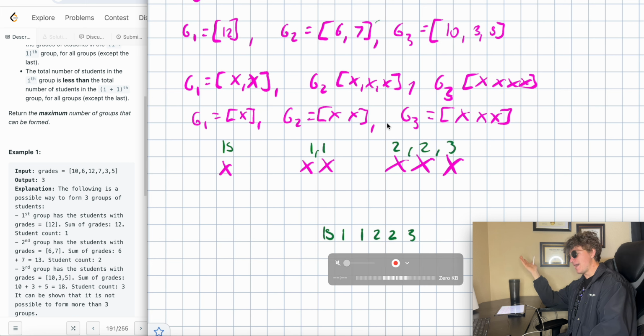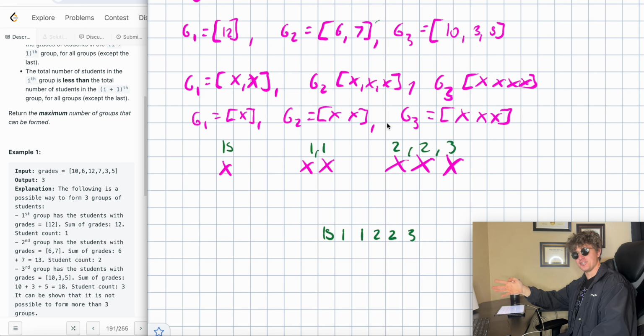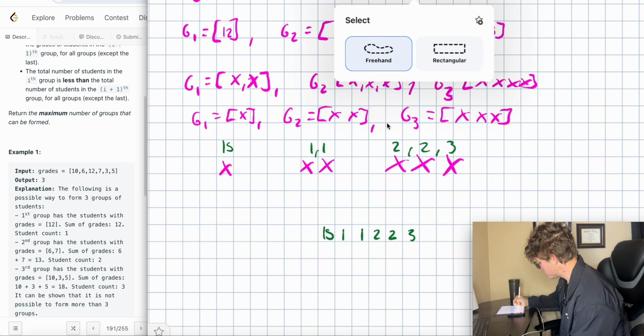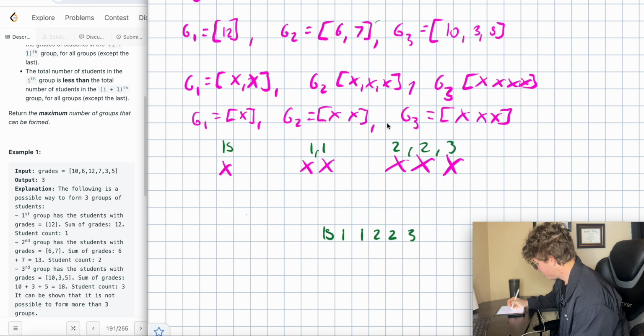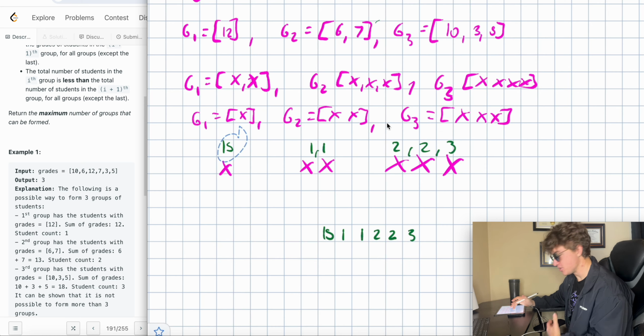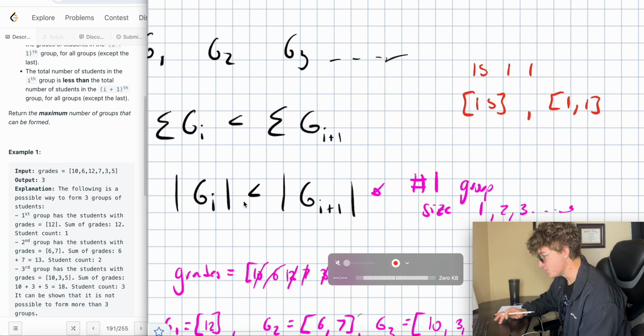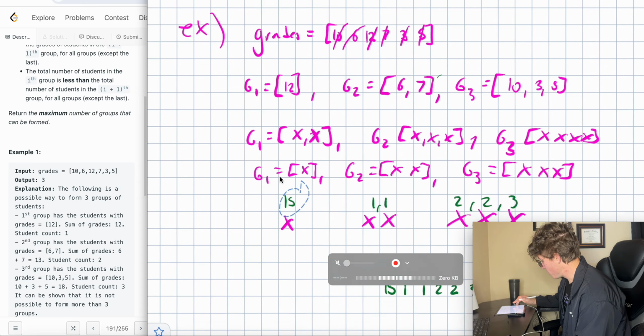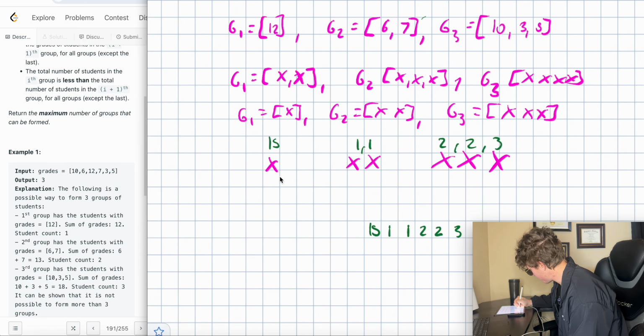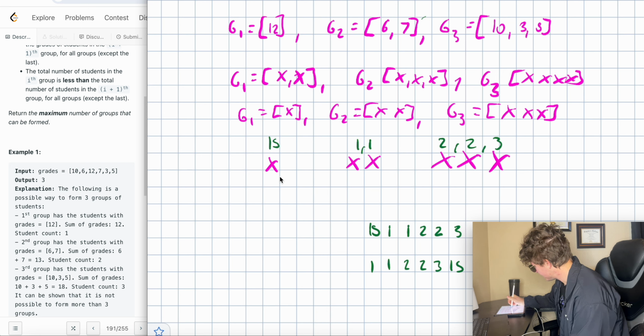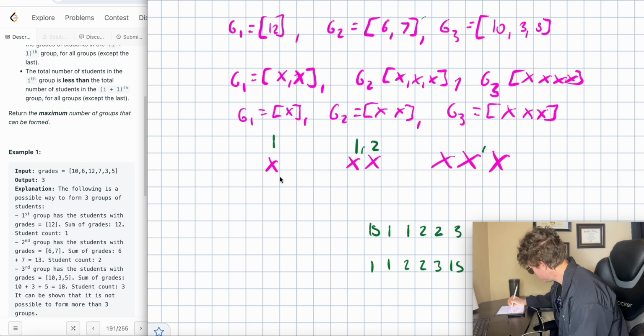But the thing is, it can always meet the first condition just by putting the smallest ones first, right? So I can always make this condition true given this constraint if I just put the smallest ones first. So if I instead sort this array and then paint it like this, 1, 1, 2, 2, 2.